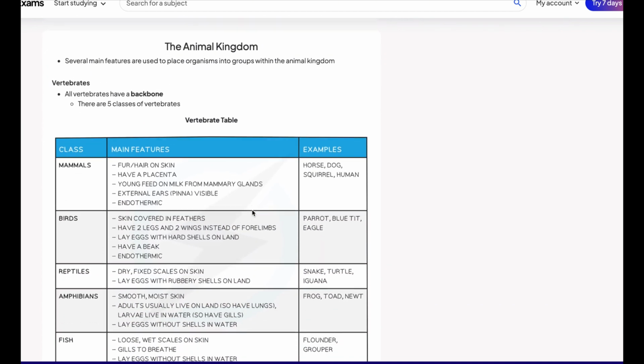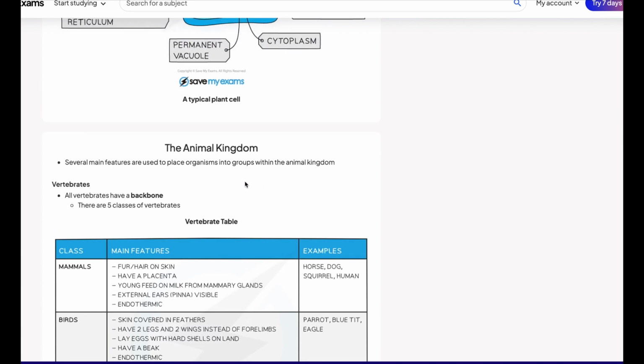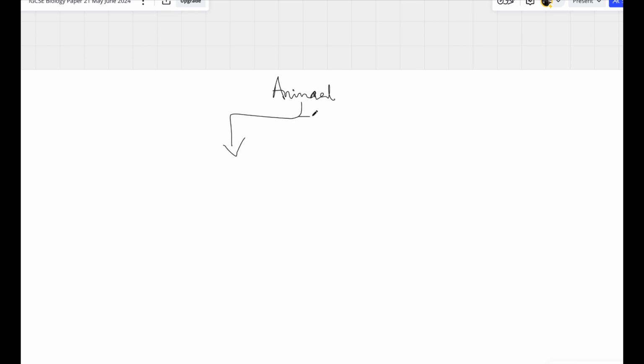Now let's properly look at the characteristics of the animal kingdom. The animal kingdom is divided into two main groups. If you have animal here, we can split it into two groups. The first one is called the vertebrate, and the other is the invertebrate. The invertebrates nowadays are called the arthropods.